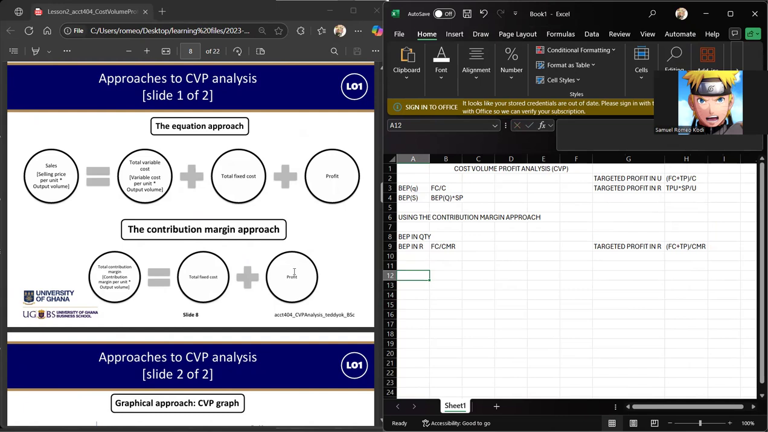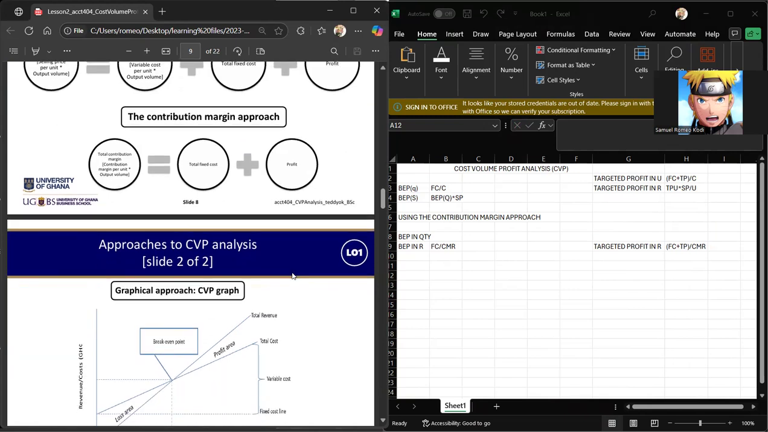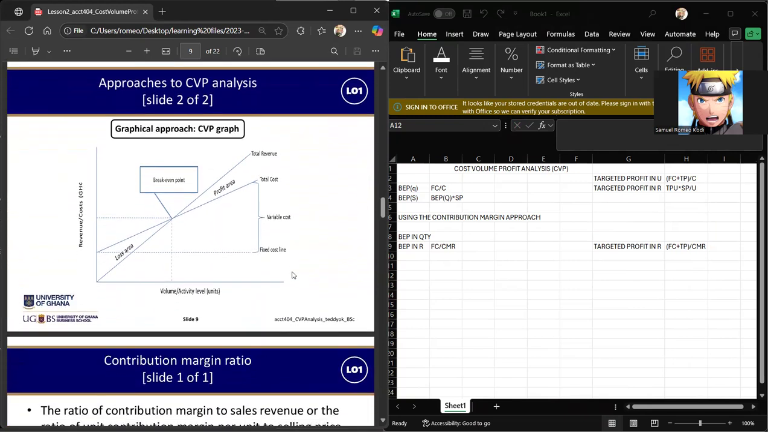Okay, so now let's go deeper into it. This is just a diagram to tell us, a graphical approach method. The variable cost is on this side, and the total revenue and total cost are here.